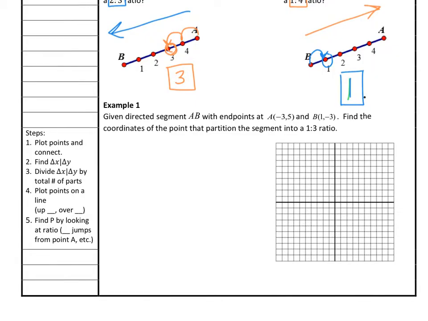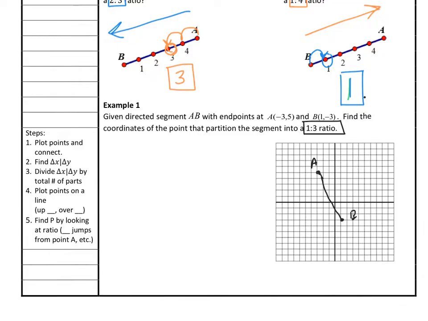So given directed segment AB with the following endpoints. So the first thing I'm going to do is I'm going to graph those points. So -3, 5. 1, 2, 3. So here's my A. Again, it's really important that you label them. B is at 1, -3. Down here. Find the coordinates of the point that partition the segment into a 1:3 ratio. So I'm going to go ahead and connect these.